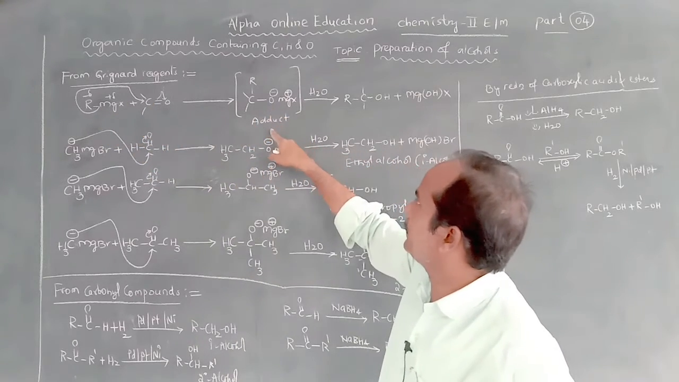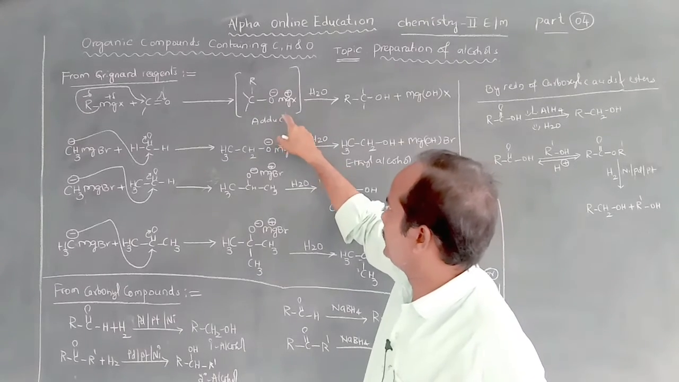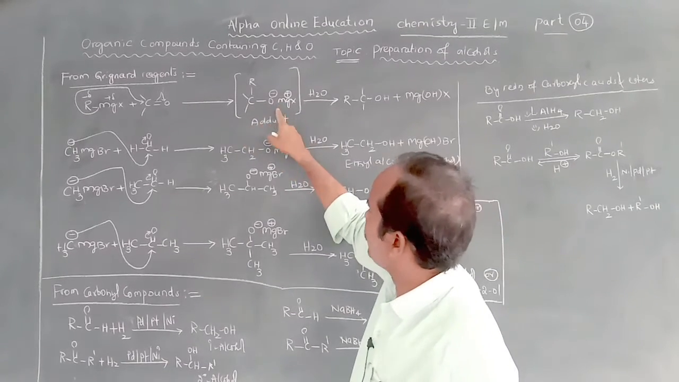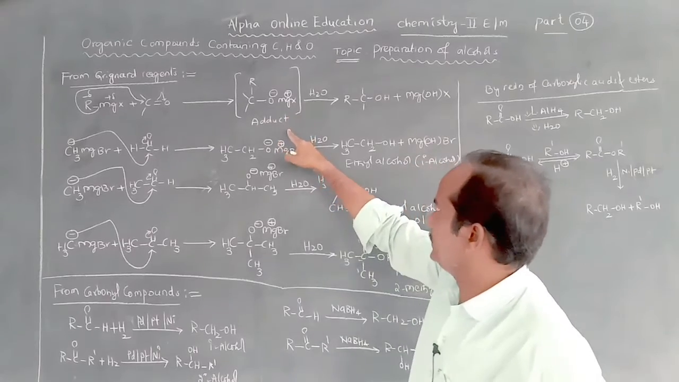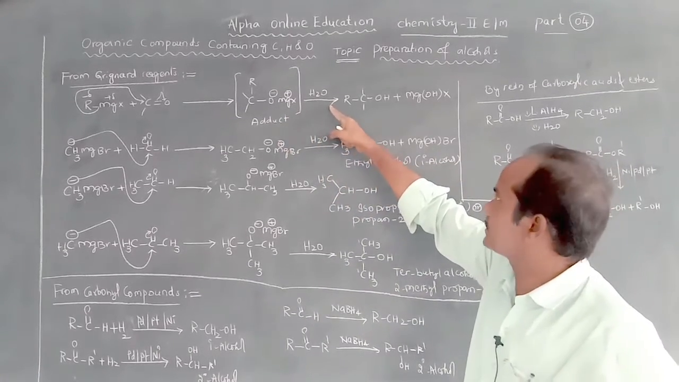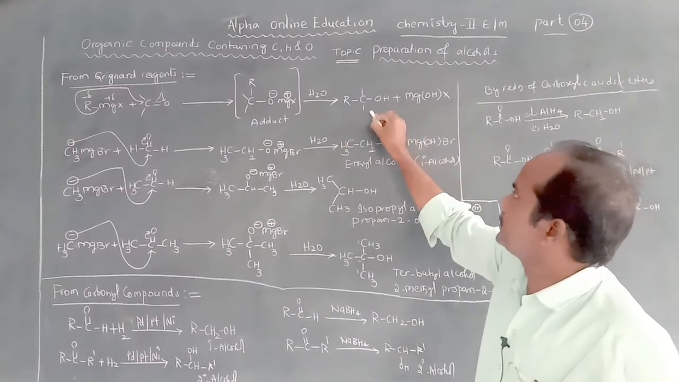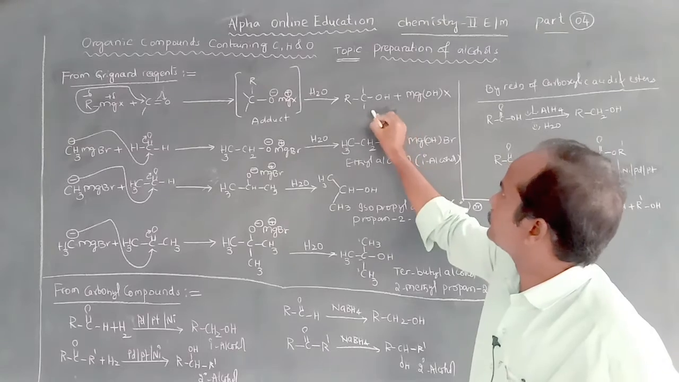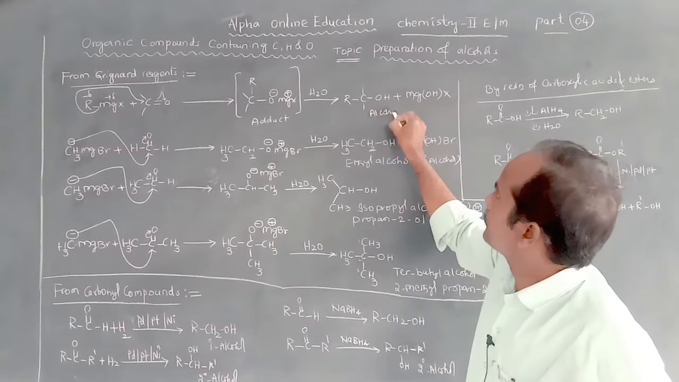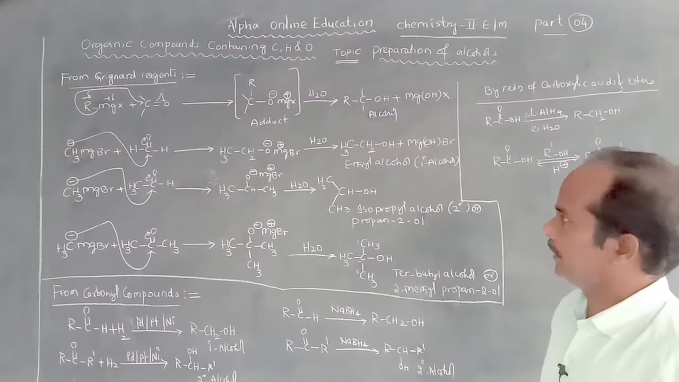As a result, an adduct is formed. In this adduct, there is the carbonyl compound and the Grignard reagent. Then this adduct undergoes hydrolysis, and an alcohol is formed. So this is the alcohol, and the other product is magnesium hydroxy halide.